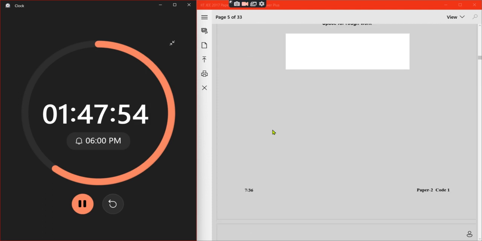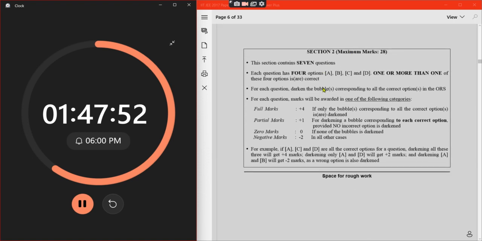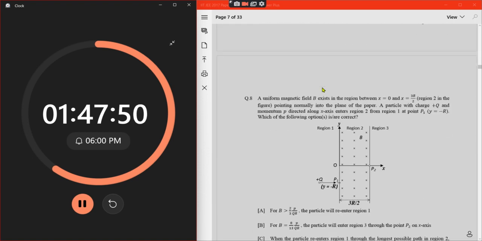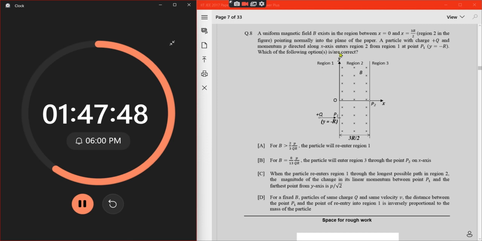Next, eighth. Eighth is this section contains 7 questions. Okay. Uniform magnetic field B exists in the region between 0 and 3R upon 2. Region 2 is in the figure pointing normally into the plane of paper. What? Region 2 normally. Wait, what? 3R upon 2. Where is X? So this is 0 and this thing is 3R upon 2. Region 2 in the figure. Okay, in this region there is a uniform magnetic field pointing normally into the plane of paper.